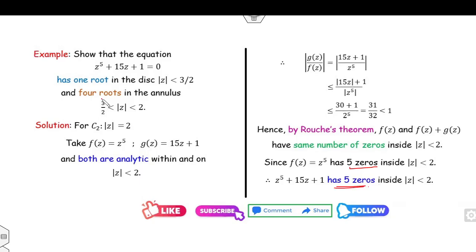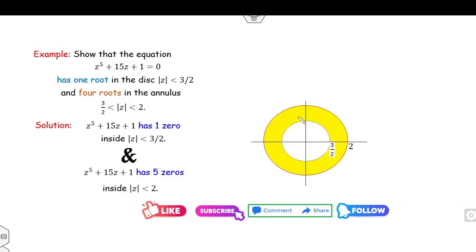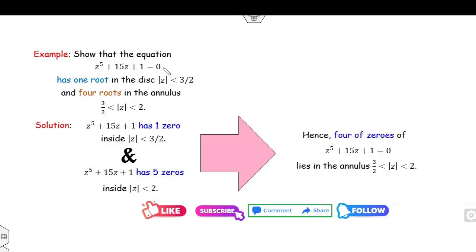But my target is to find the roots in between them. How many roots lie in |z| less than 3 by 2? One root. How many roots lie in |z| less than 2? That is 5 roots. So how many roots lie in between them? 5 minus 1, 4 roots lie in between them.